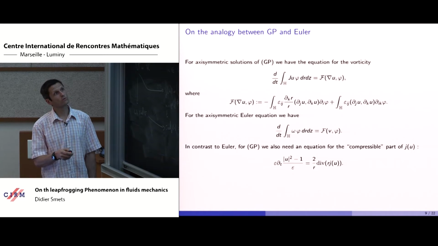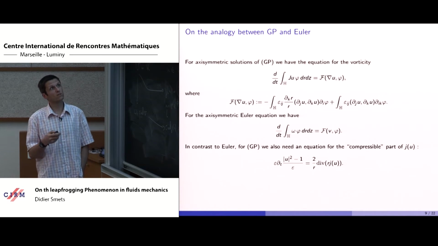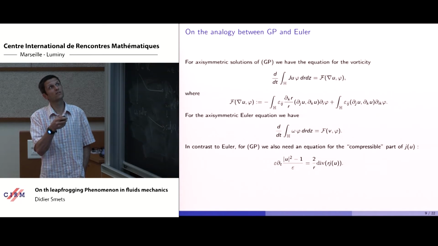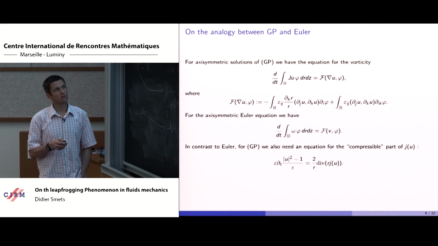And I just requoted here that for the Gross-Pitaevskii equation, you need an additional equation. This does not describe fully the equation. It is just a consequence of the equation, and you don't recover every information on U by varying the test function phi. You need also some information to recover the non-compressible part, and this is the continuity equation, which is written here.